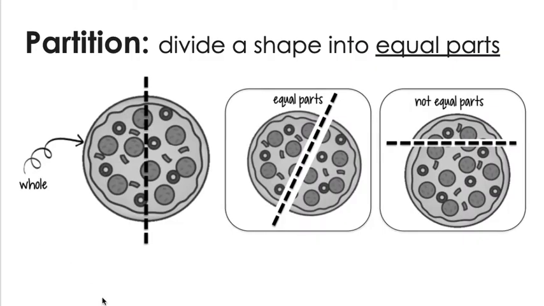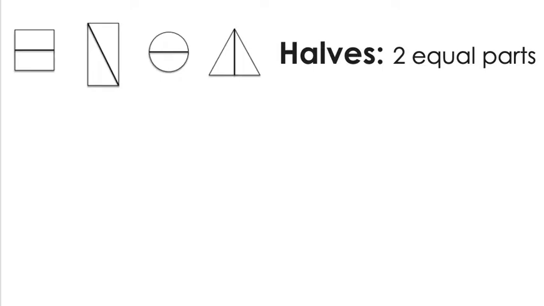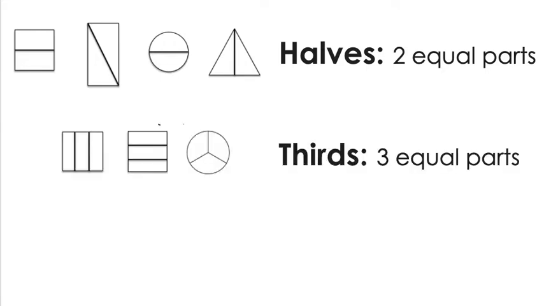So yesterday we learned that the word partition, say partition, means to divide a shape into equal parts. Into what? Equal parts. So we learned about halves, which is when we have 2 equal parts. But today we're learning about a couple new kinds of parts. If we break a shape into 3 equal parts, we can call it thirds. Say thirds. Thirds means that the shape is broken into 3 equal parts. So this is still the same circle, but up here we broke it into 2 equal parts, and down here we broke it into 3 equal parts. So let's see what we can do with that.